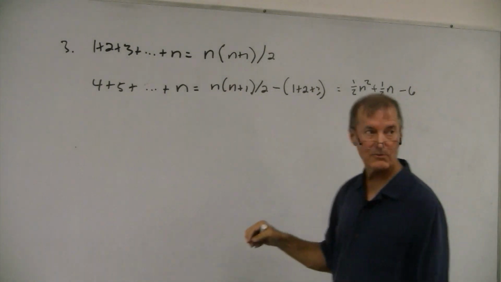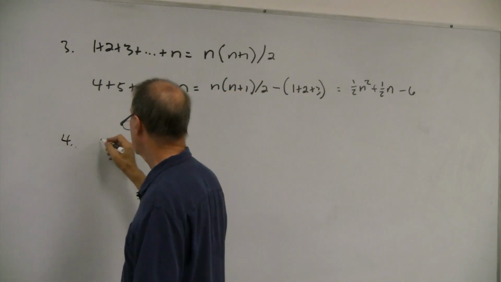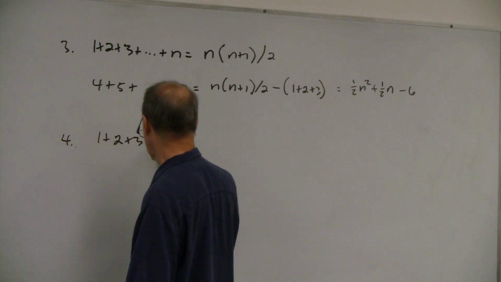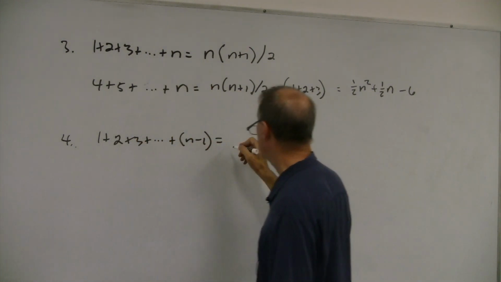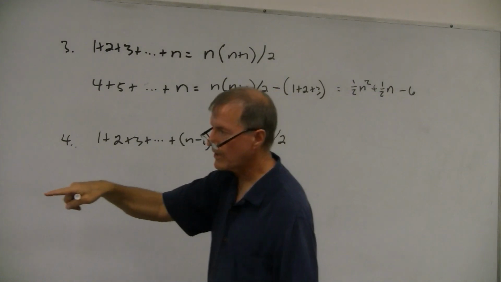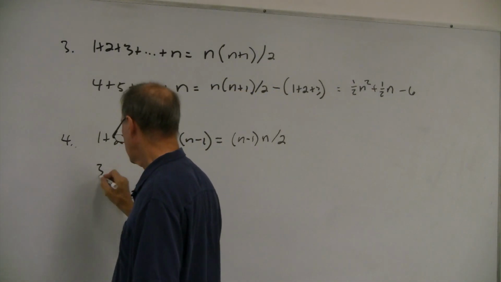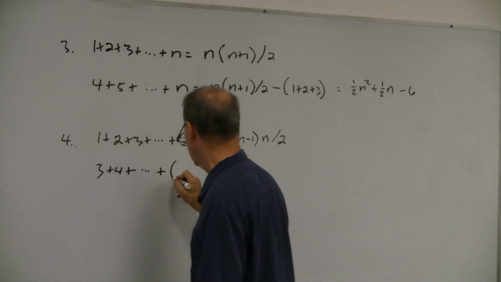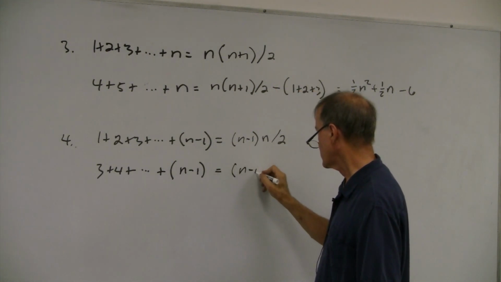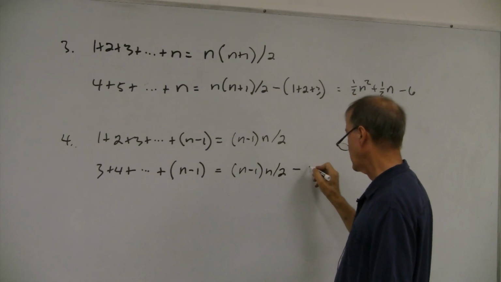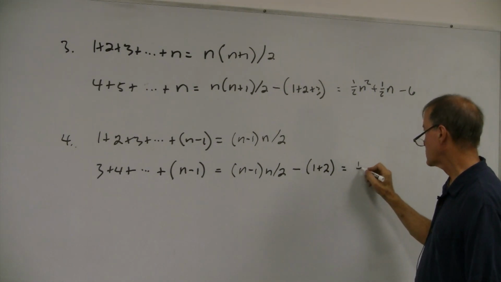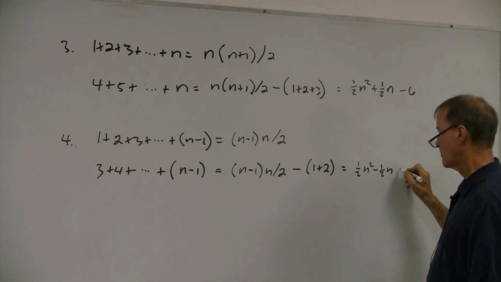All right, now let me just do this next one real quick because it's time to go. What is 1 plus 2 plus 3 plus ... plus n minus 1? That's n minus 1 times n over 2. So what did we have to calculate? 3 plus 4 plus ... plus n minus 1. It's n minus 1 times n over 2 minus 1 plus 2. And if you work that out, that is 1/2 n squared. Oh, there's my minus. That's 1/2 n squared minus 1/2 n minus 3.